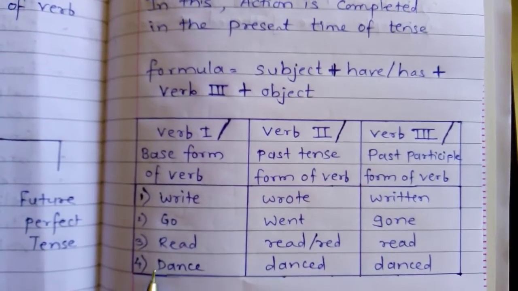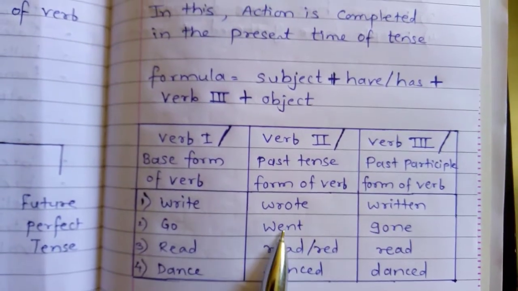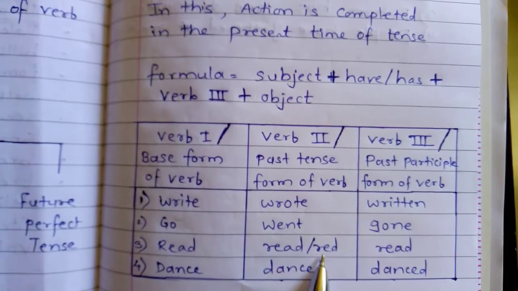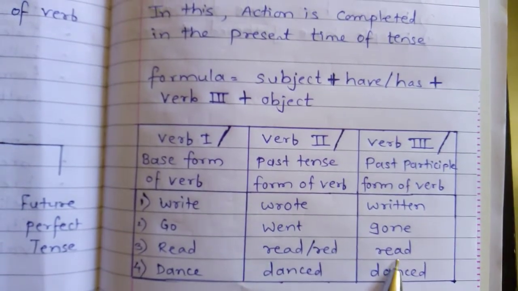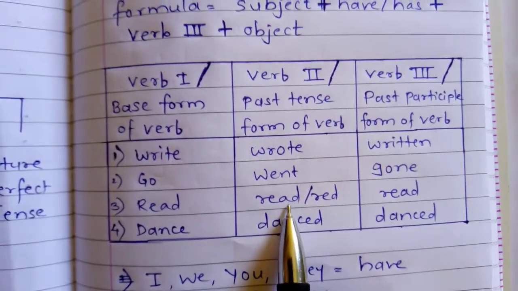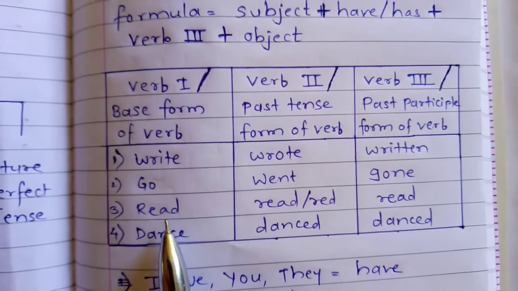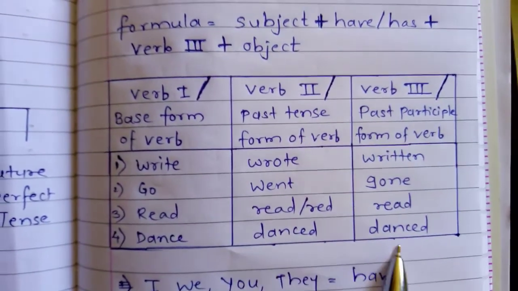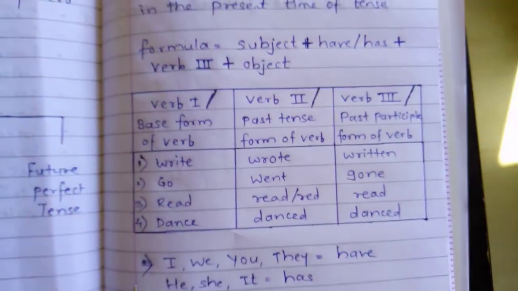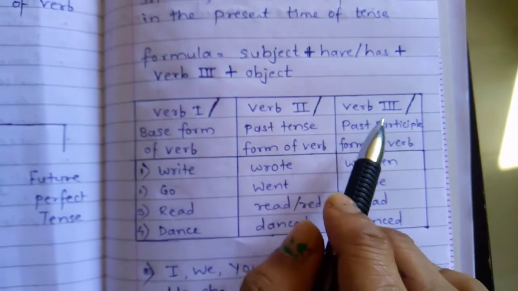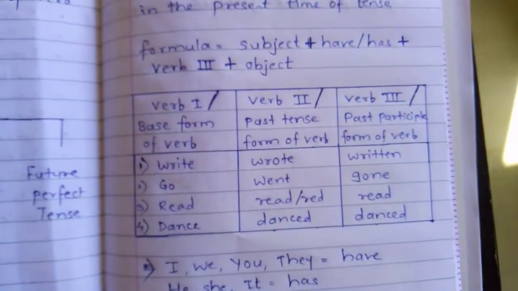Likewise, see the remaining three examples. Go, went, gone; read, read, read. For read we write two different spellings, but the pronunciation will be read only. So read, read, read; dance, danced, danced. So that is the concept of the verb 1, verb 2, verb 3, which we have understood through this chart.